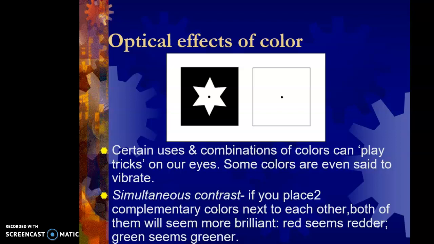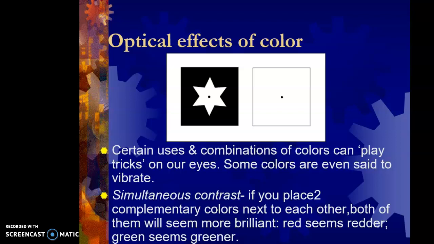Complementary colors can be a little difficult, especially dealing with the optical effects, because when we look at something in color, which we will on the next slide, depending upon whether you see it as a warm color or a cool color will result in a different color that you will see in that after image. Now, this is simultaneous contrast. If you place two complementary colors next to each other, both of them will seem brilliant. Red is redder, green is greener.